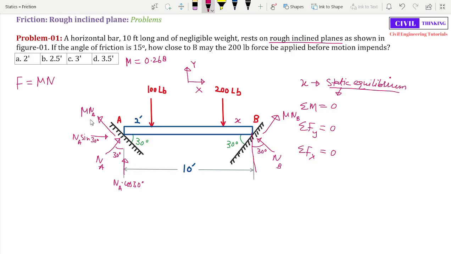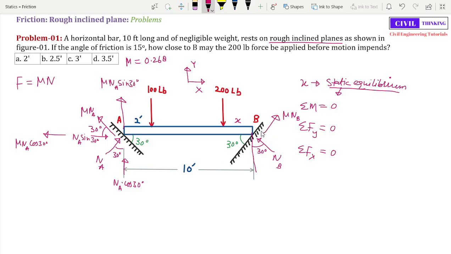Similarly, we will resolve this force due to friction, mu Na, into x and y components. Now, in the y component, the component will be like this, right? Now this is 30 degrees, it means this is also going to be 30 degrees, right? This is mu Na cos 30 degrees, and there will be a vertical component of mu Na, which is going to be like this, mu Na sine 30 degrees, right?